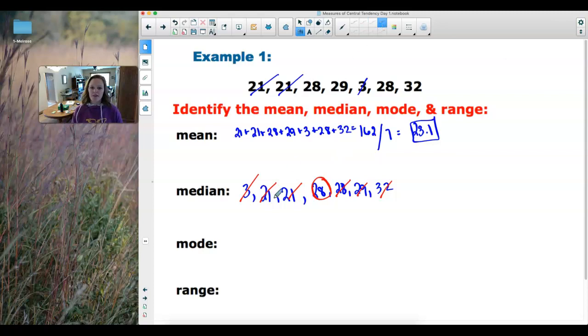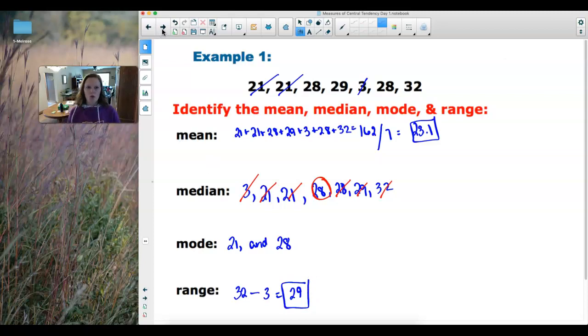Okay, then let's find the mode. Now if I look at this data, I can see that there are two numbers that appear twice each. So that means my mode is 21 and 28 because they both appear more than once. I cannot list them all, but those are the modes. Finally, the range is the highest number minus the lowest number. So we would do 32 minus 3, which is 29. So that is the range of the data.